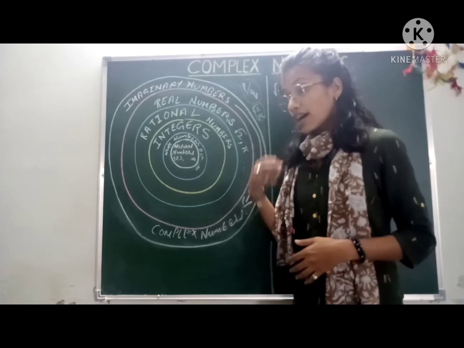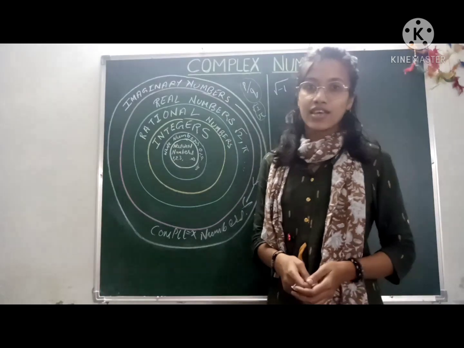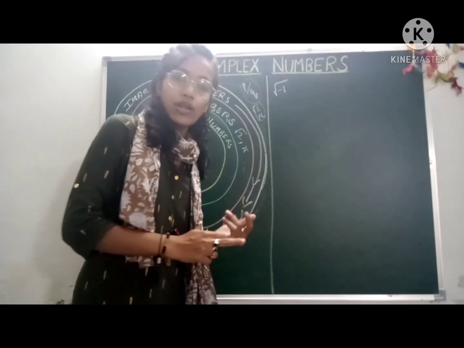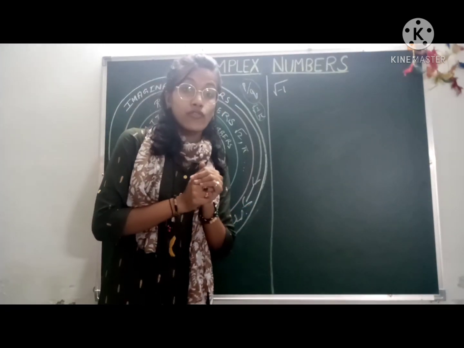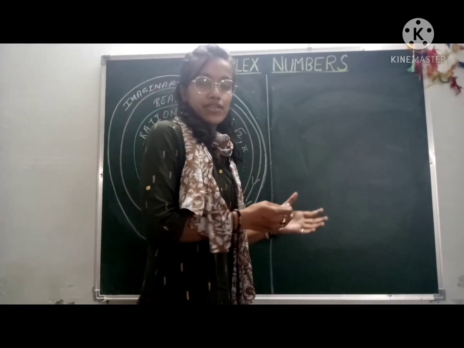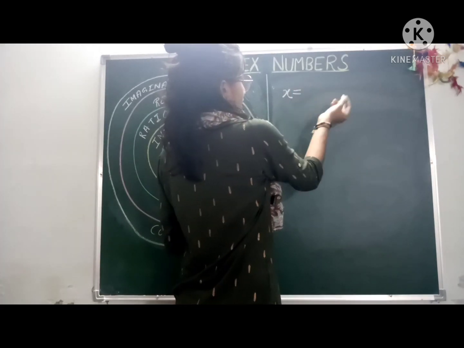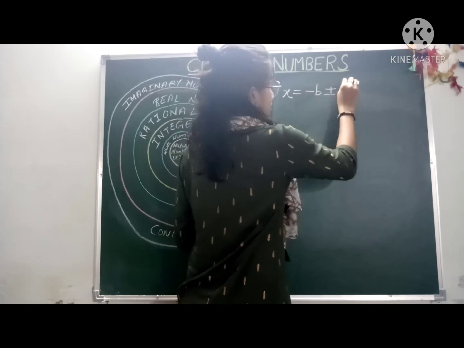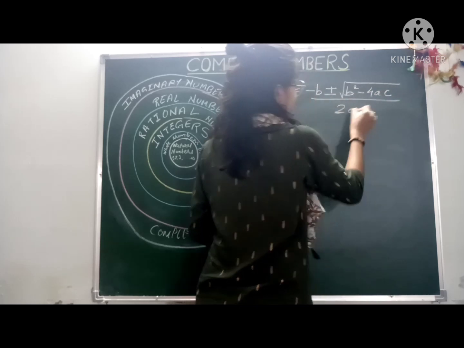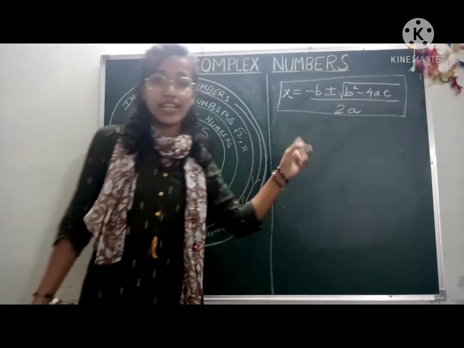Now I will explain again how and in which way complex numbers came into existence. We all know the basic formula of the quadratic equation, where we need to find the value of x. x equals minus b plus or minus under root b square minus 4ac upon 2a. This is the important quadratic formula for finding the value of x.